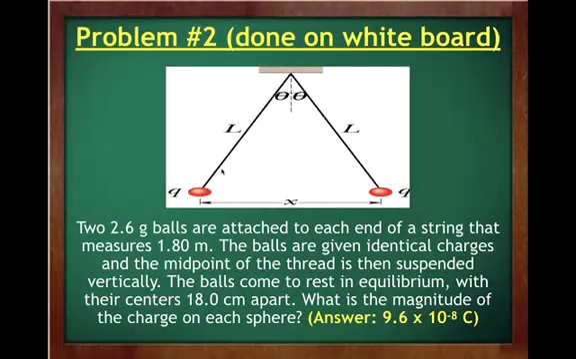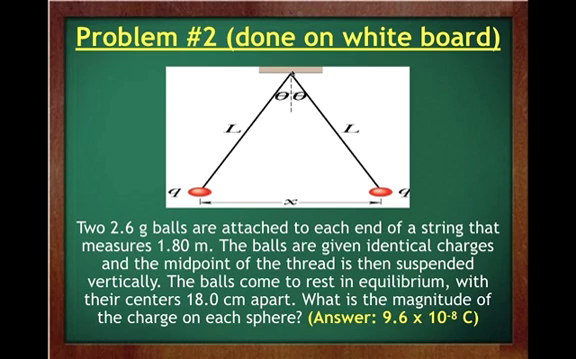So here you've got two 2.6 gram balls attached to each other on the end of a string that measures 1.8 meters. So this is one entire string here with a length of 1.8 meters. The balls are given identical charges, so the charge of Q1 and Q2 are identical. And the midpoint of the thread is then suspended vertically. So it's like you found the exact midpoint, put it up here, attached it. So if we know that this whole length of the string is 1.8 meters, just this value of L is going to be 0.9 meters.